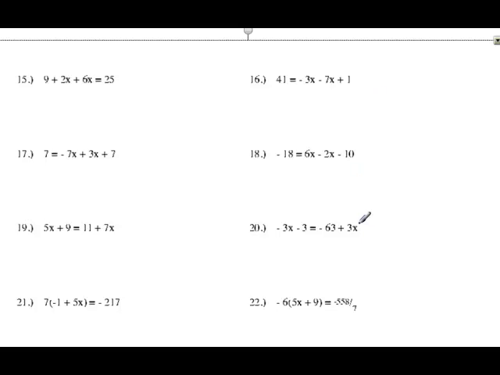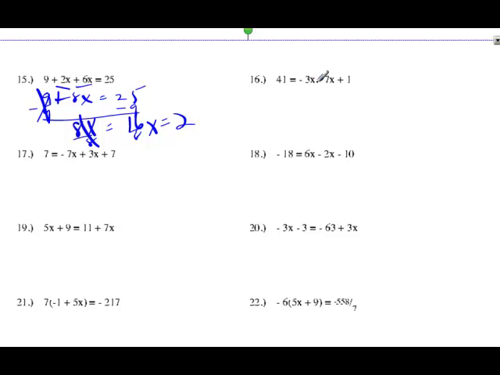Okay, 15. 9 plus 2x plus 6x equals 25. So we have to combine like terms. So we have 9 plus 8x equals 25, and now it's a two-step. Once you start noticing the same types of equations, it's easy just to continue to do the same steps. Okay, 8x equals 16, divided by 8, x equals 2.